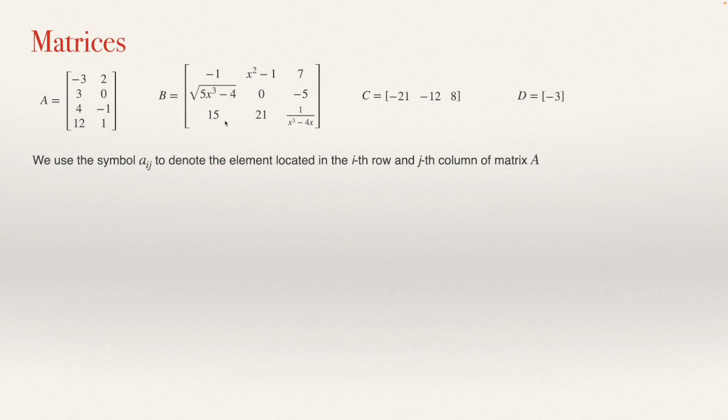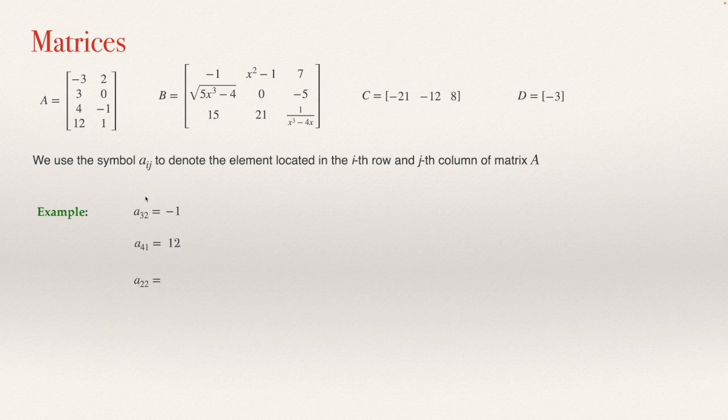But if I want to represent the number in the third row and first column of matrix B, I will be using a small b 3, 1. For example, A32 will be the element that is in row number 3 and column 2 of matrix A. So A32 will be negative 1. A41 will be the element of matrix A that is in row 4 and column 1. So it will be this 12.